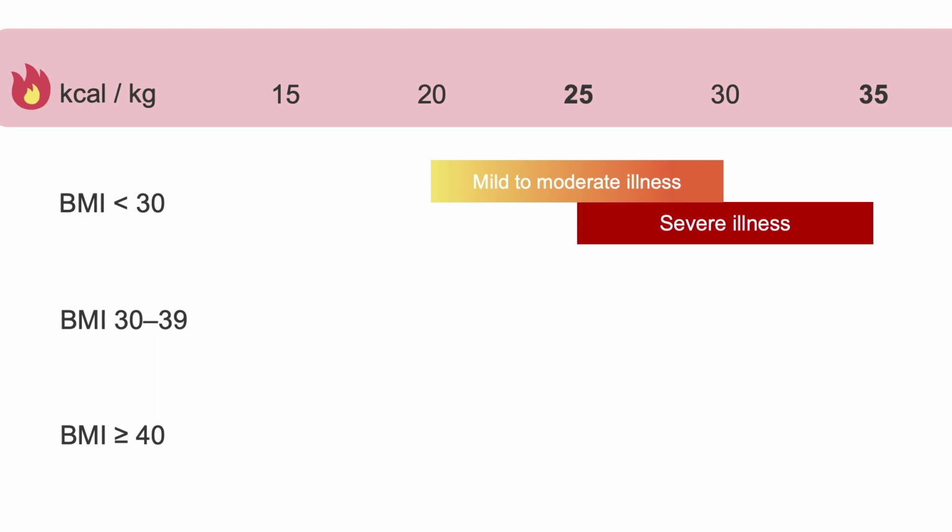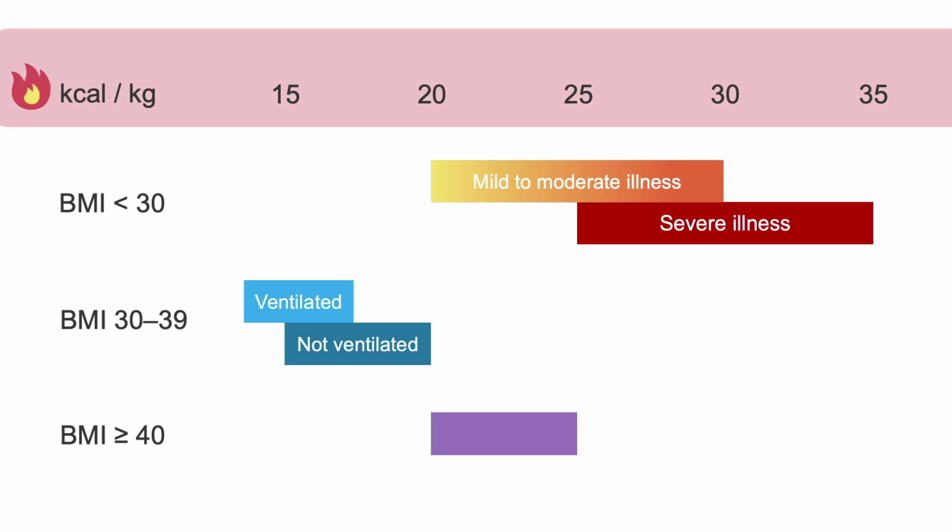For a patient with a BMI of 30 to 39, if they're ventilated, they need 14 to 17 kcals per kilogram. Whereas if they're not ventilated, they need 15 to 20 kcals per kilogram. And finally, for patients with a BMI of 40 or more, there's just one category, with a range of 20 to 25 kcals per kilogram. But remember, for this BMI group, we use ideal body weight.